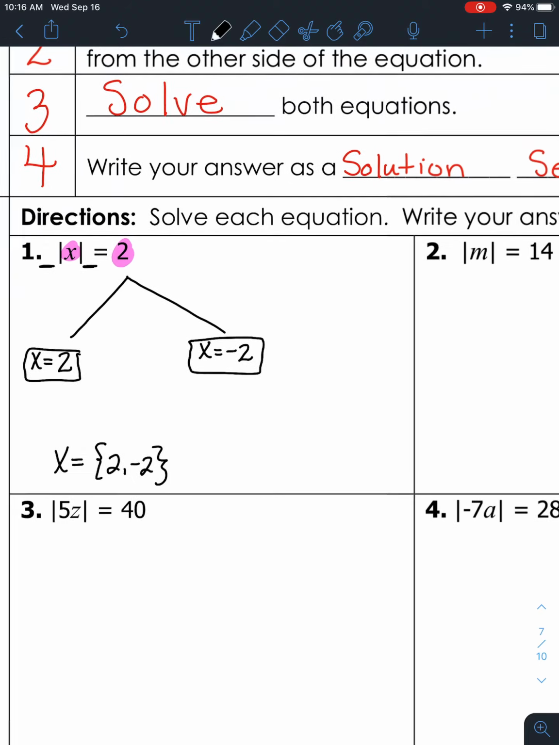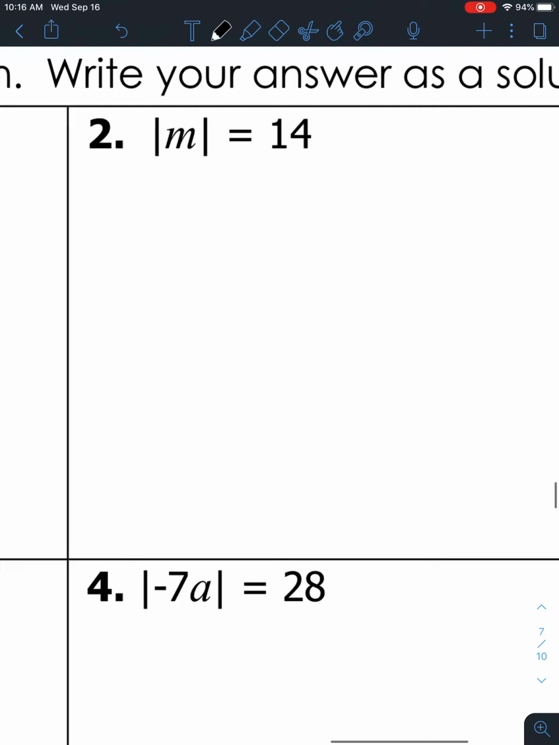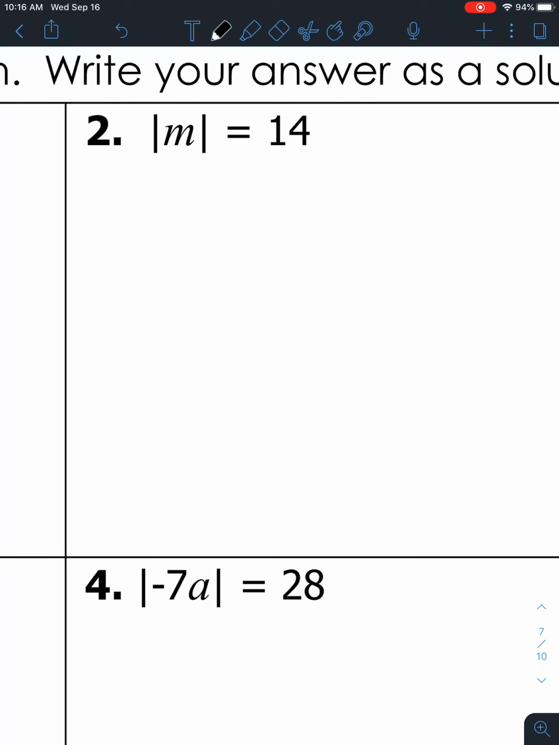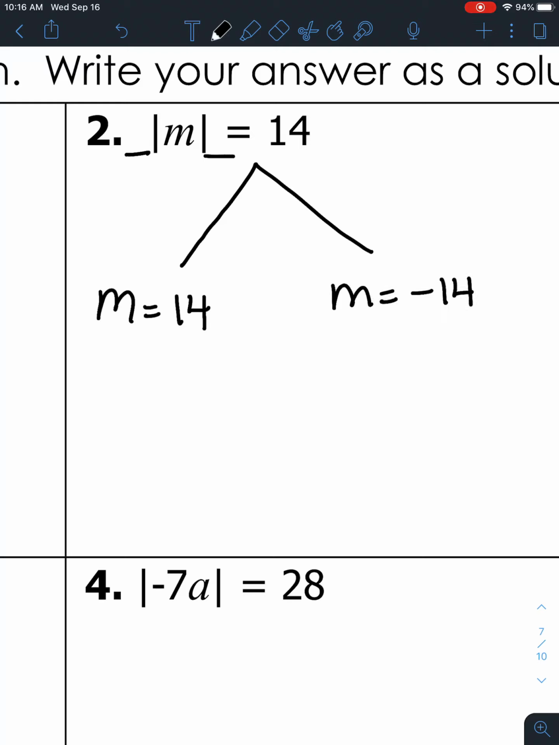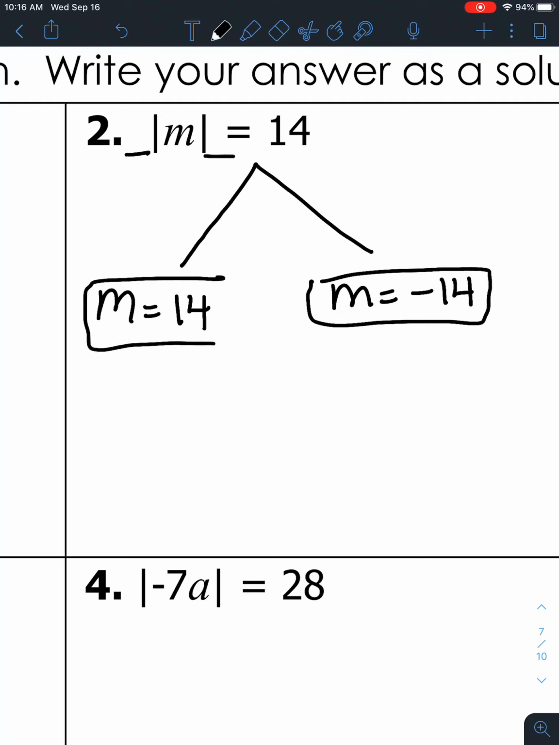Let's try another example. So here we have the absolute value of m equals 14. Again, there's nothing on the outside of my absolute value, so we're good to go and make two equations. The inside, which is just m, is equal to the outside. We're going to do the same thing. M is equal to the negative outside, negative 14. Again, there's nothing to solve here. And we got to write our m equals frilly brackets 14, comma, negative 14.